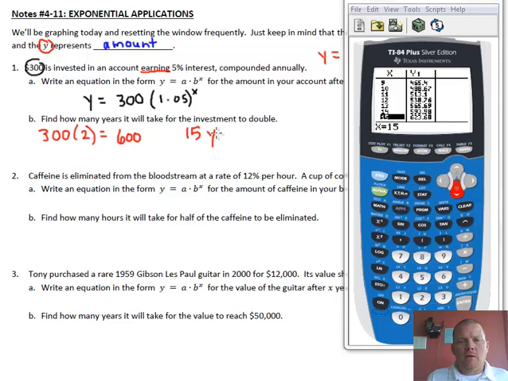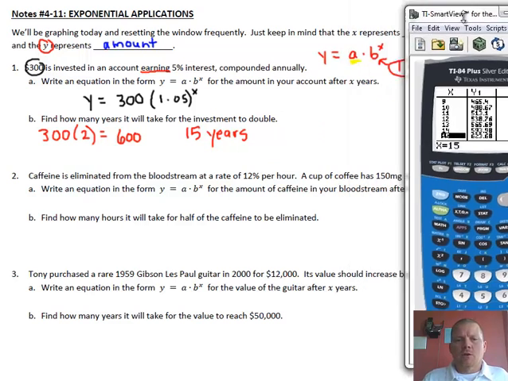14 and 15 years. So I'm going to say 15 years for it to double. Okay? Pretty simple there, alright? Let's look at example 2.